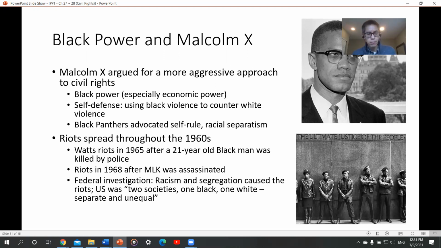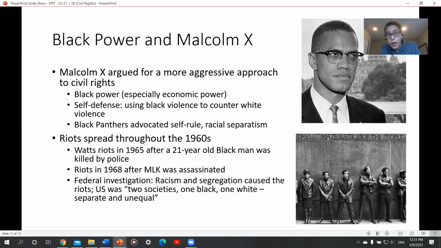But there was a different approach, exemplified by Malcolm X, the Black Panthers, and the movement for Black Power. Malcolm X was not his birth name. That was his name that he took when he converted to Islam, what was called the Nation of Islam, which was kind of a Black Islamic faith. He argued for a more aggressive approach to civil rights. He argued for Black power, especially economic power, of the idea that Blacks should be independent to rule themselves and to govern themselves and should not rely on the white people to give them equal rights. They should take it, and they should be free to have those rights themselves.